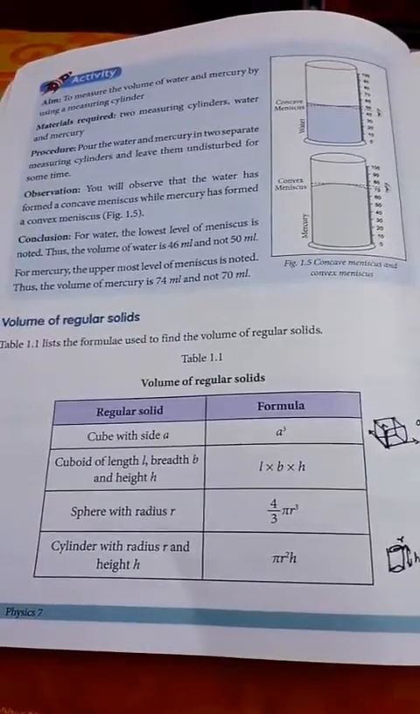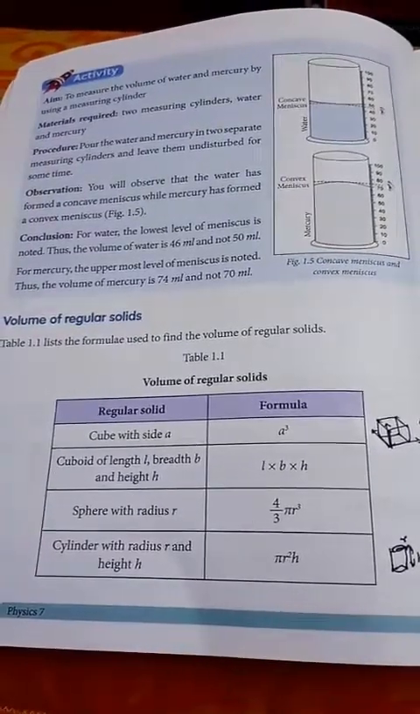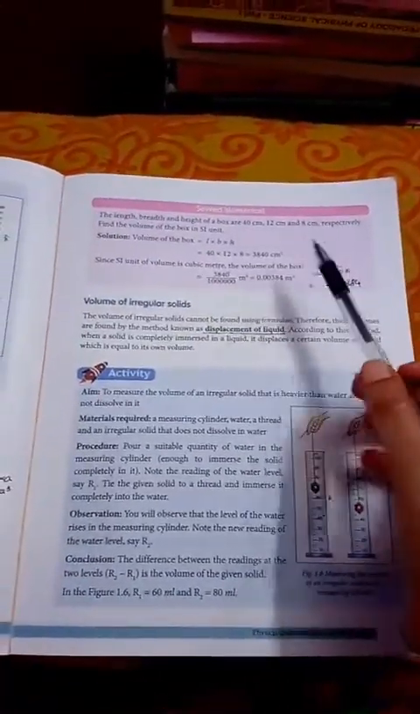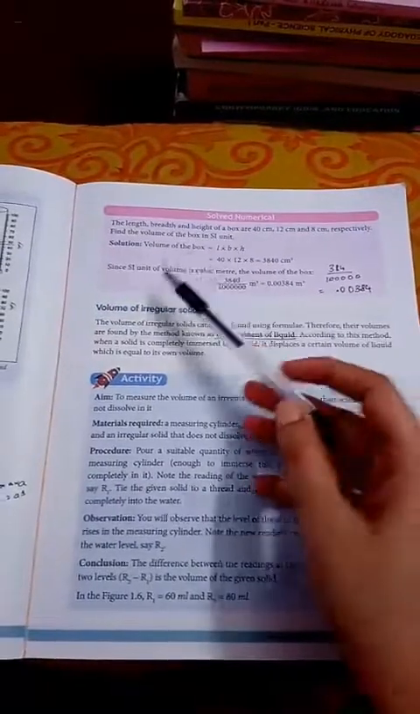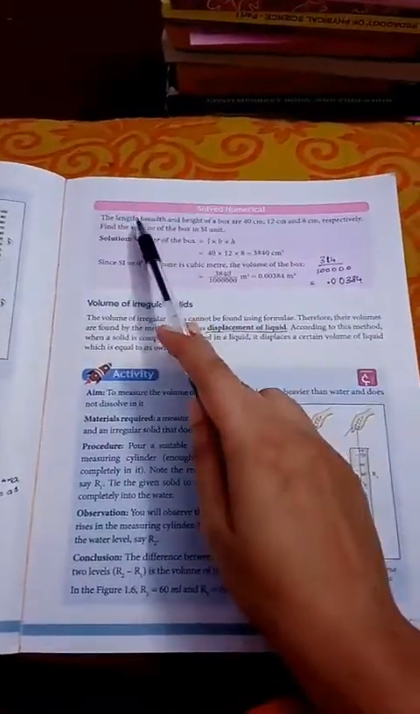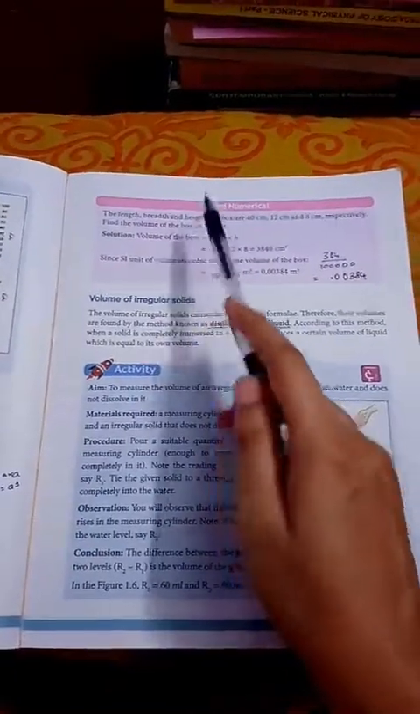Most of the regular solids have all the formulas derived within them. So we will see a numerical based on this, that is, given the length, breadth, height of a box. So we have different values, which means it is a cuboid.